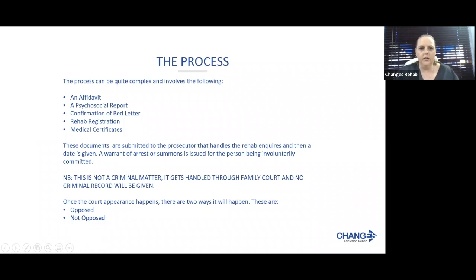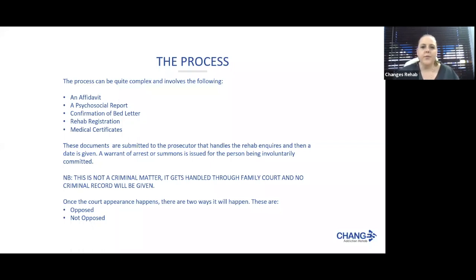Okay. So we're going to look a little bit at the process and how the family is involved in this process. It's quite a complex, it's a simple process, but it's a complex process. So when I say simple, it's just a matter of submitting documents to the court, and then they would give us a date to appear in the court. And it sounds easier than it is.